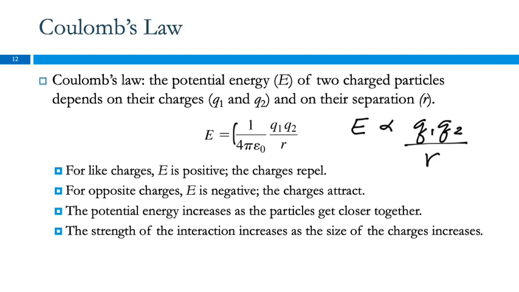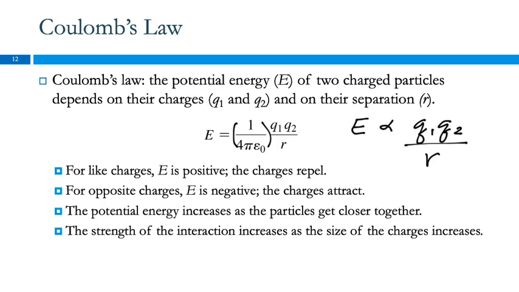So this part here is just a constant, and so we don't really need to remember what that is. When we have 2 charges that are the same, 2 negative charges, they repel each other. And then the potential energy is positive, meaning it's not stable. Those are repelling each other.